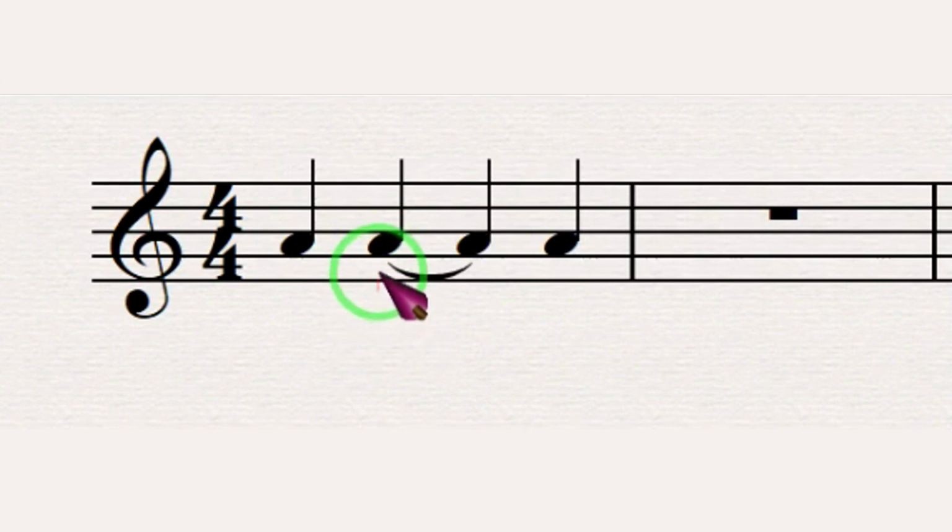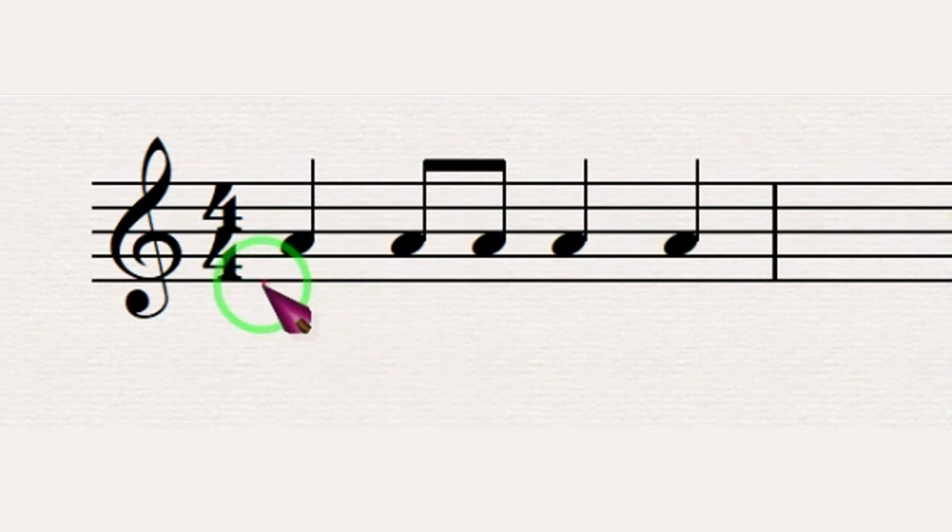So this is called a tie, but the tie connects 2 notes that are the same. For example, if this note was different, like here, then this is not a tie, because a tie needs to connect 2 notes that are the same.